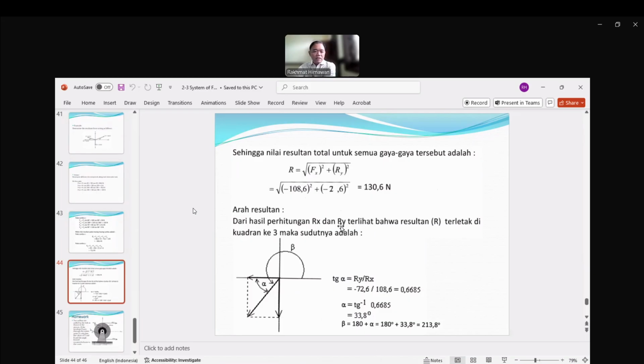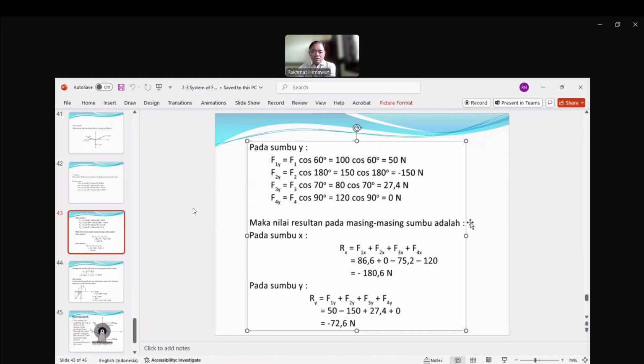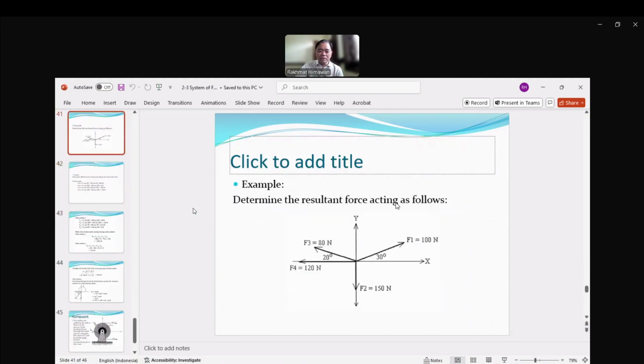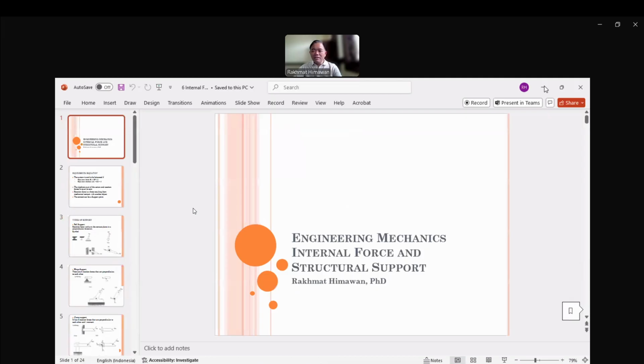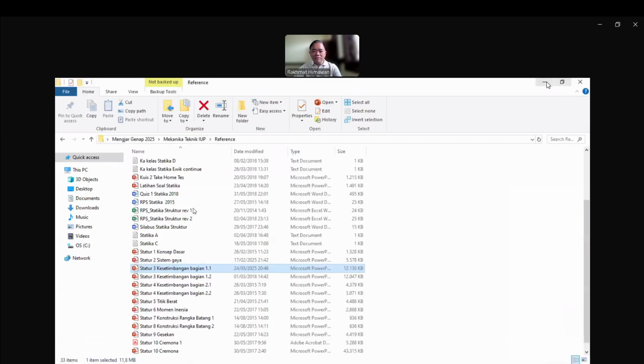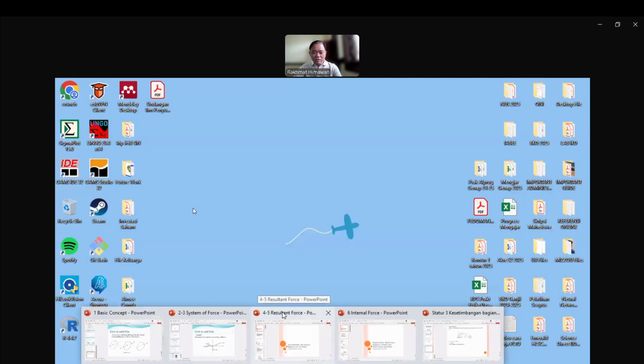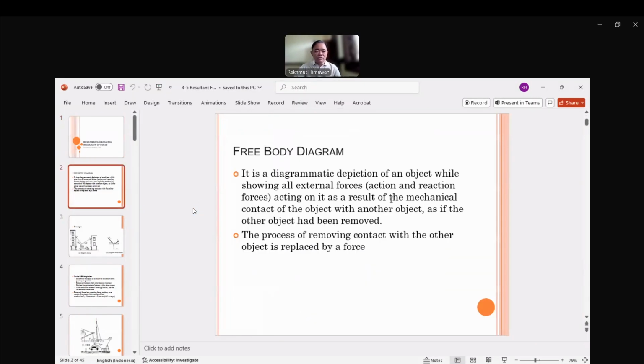This is in Indonesian, but I think I better explain it in English. This one you might want to review again and see how it is being calculated and analyzed. And then we talk about the resultant force, which we learn in more detail with the free body diagram.